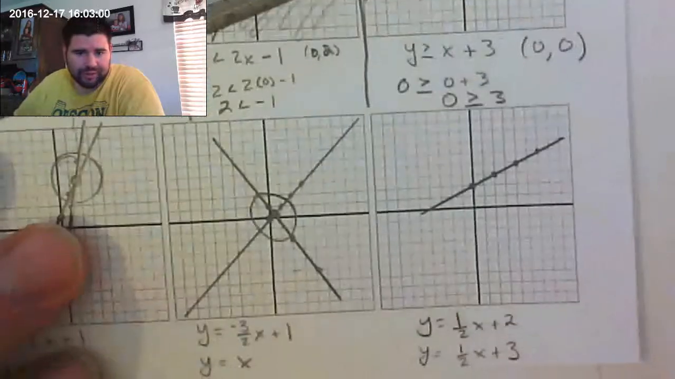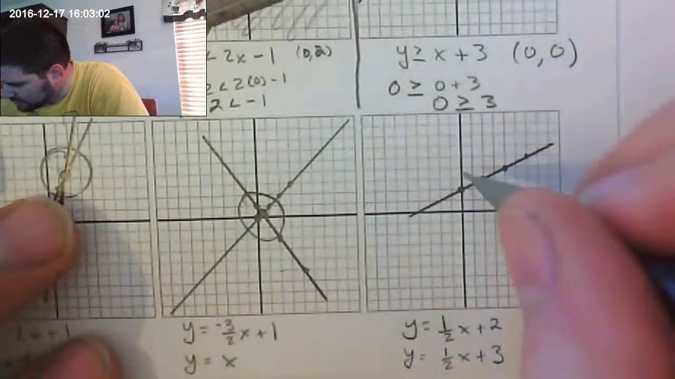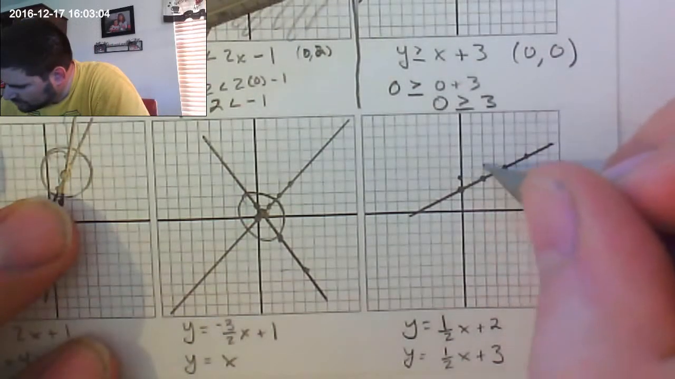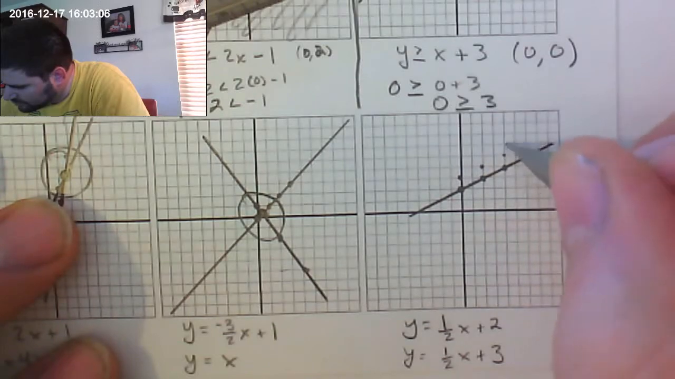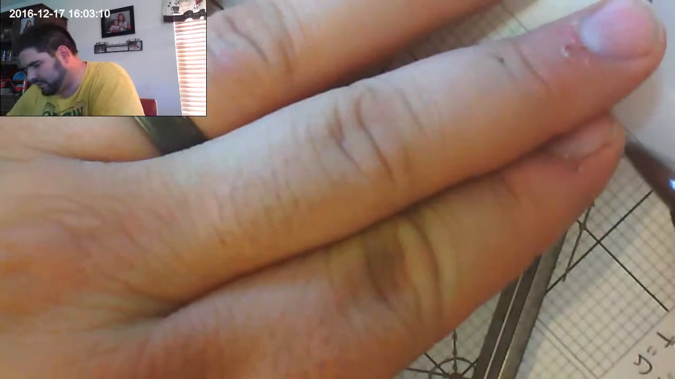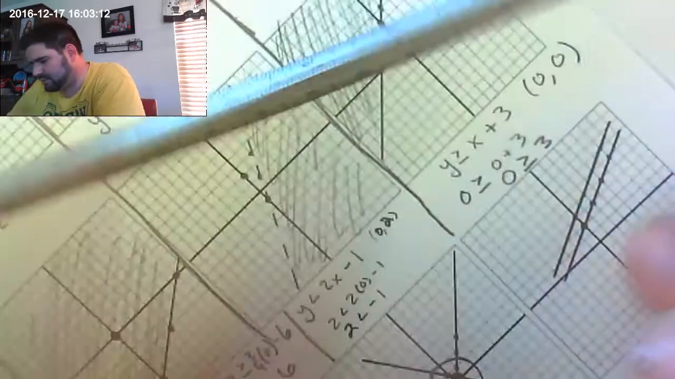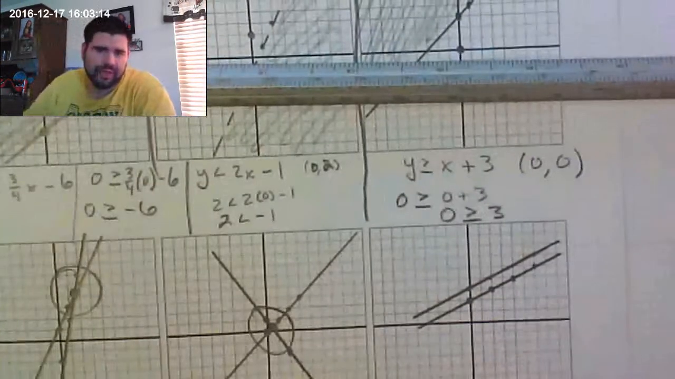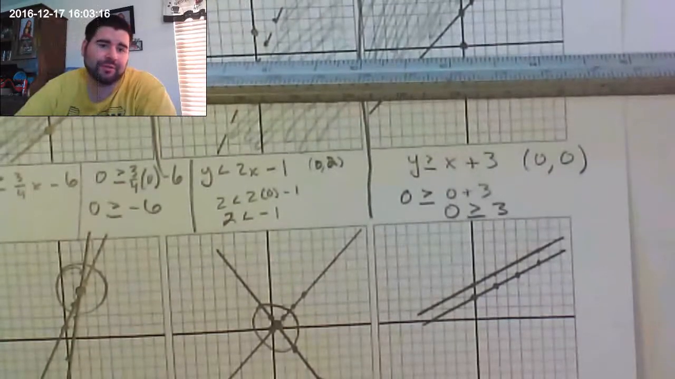Next one is going to be plus 3. So plus 3, up 1 over 2, up 1 over 2, up 1 over 2. Alright, look at that. We were correct. These two lines are parallel. They will never cross, so they don't have a solution.